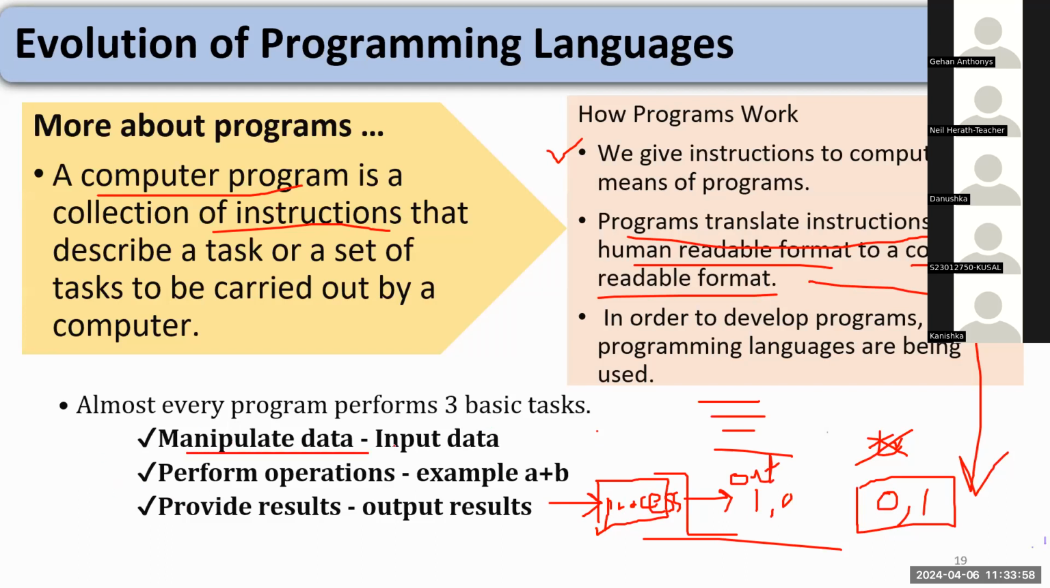Manipulating the data means you need to give the proper data, and performing the operation means doing the process. As an example, here I need to add two values, A and B. Here A is 3, and B is 2. So these are my inputs: A is 3 and B is 2. The process is getting the summation of these two, so it is 3 plus 2. Then the output, according to this example, is 5. So that provides the result.